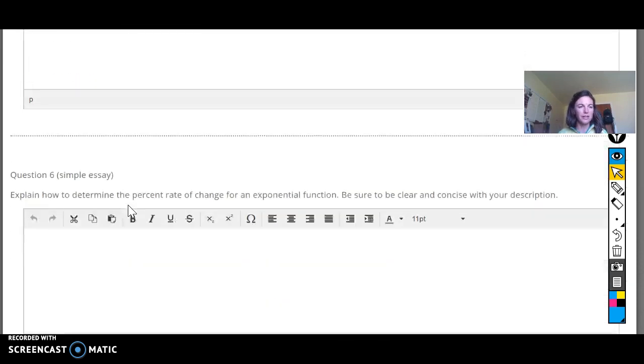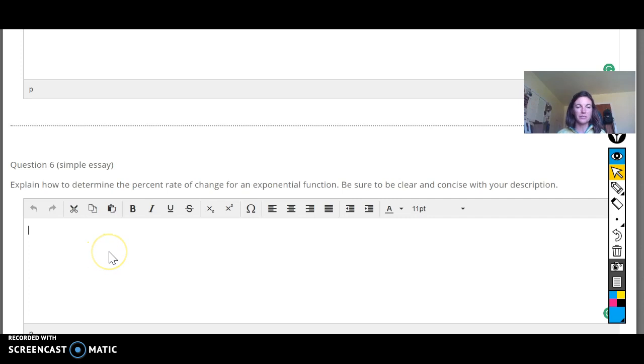So, explain how to determine the percent rate of change for an exponential function. For growth, we would have 1 plus percent change. For that 2% growth, we had 1.02 because 2% is 0.02 in decimal. And for decay, we have 1 minus percent change.